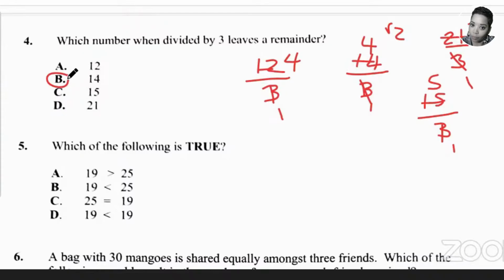C says 25 is equal to 19. Of course, that's not true. And also D says 19 is less than 19. Both numbers are the same, so there's no way that 19 is less than 19. So the correct answer would be B. 19 is less than, and that's a less than sign. Students, 19 is less than 25.